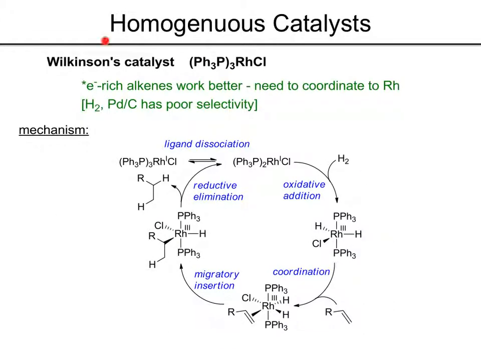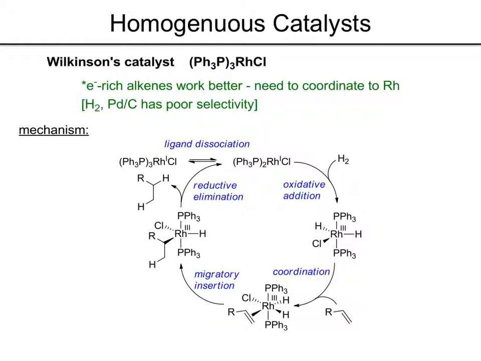Now let's look at some homogeneous catalysts. These are catalysts that are soluble in the solvent. The first example is Wilkinson's catalyst, which is rhodium that's bound to 3 triphenylphosphine molecules and 1 chloride. Wilkinson's catalyst has pretty good selectivity for electron-rich alkenes, and that's because electron-rich alkenes are better able to coordinate to rhodium. In comparison, hydrogen and palladium on carbon has poorer selectivity.